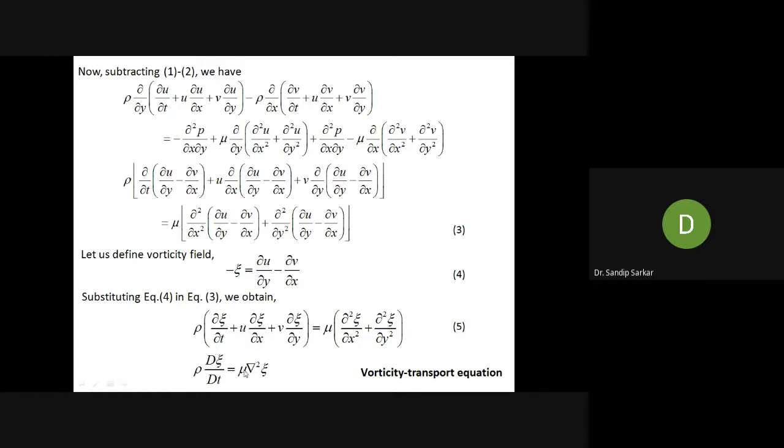You can write it so. You are studying in a fluid mechanics course: total derivative, substantial derivative, convective derivative. So d zeta dt equals mu grad square zeta. Clear? So this is the vorticity transport equation, which is used for solution of the Navier-Stokes equation instead of the fully coupled Navier-Stokes equation. That is, we can simply obtain a vorticity transport equation by ignoring the pressure gradient term.